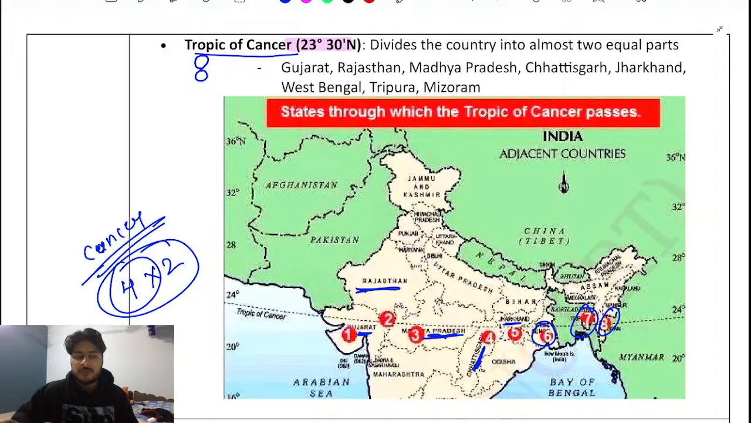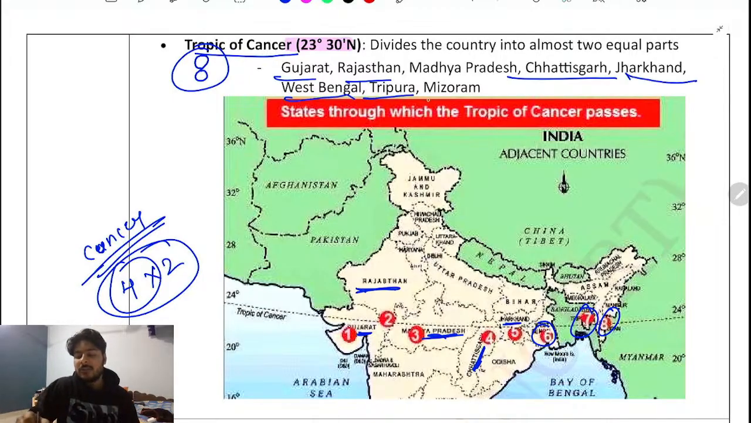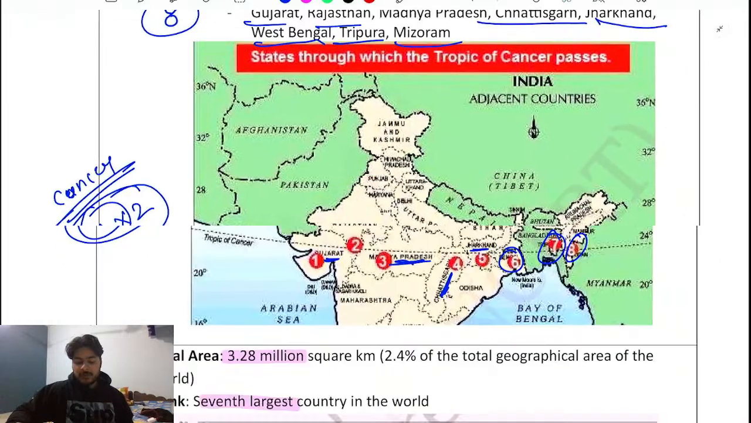So a question can also be framed from here: how many states does the Tropic of Cancer pass through? The Tropic of Cancer passes through 8 states, and name them: Gujarat, Rajasthan, MP, Chhattisgarh, Jharkhand, West Bengal, Tripura, and Mizoram. These are the 8 states from which the Tropic of Cancer passes. Clear? So this is the second type of question that can be asked from here.